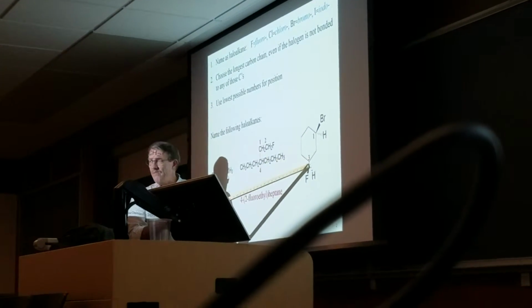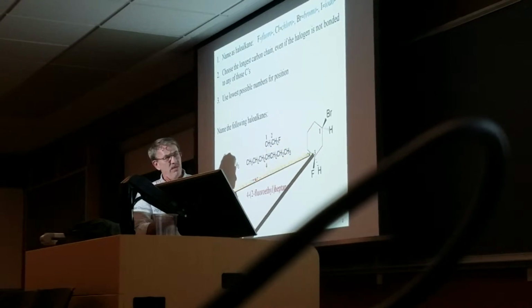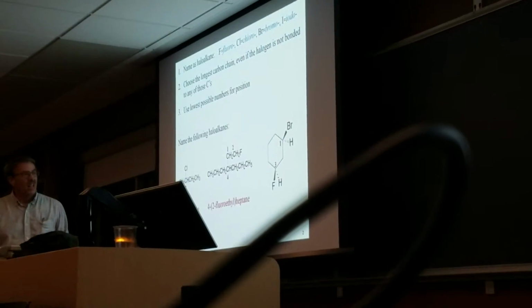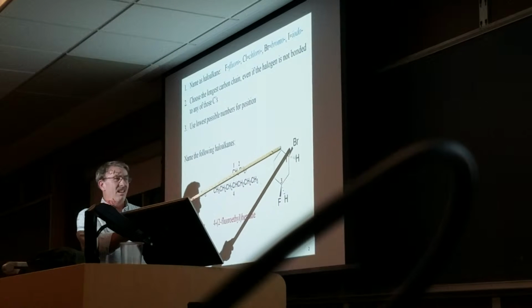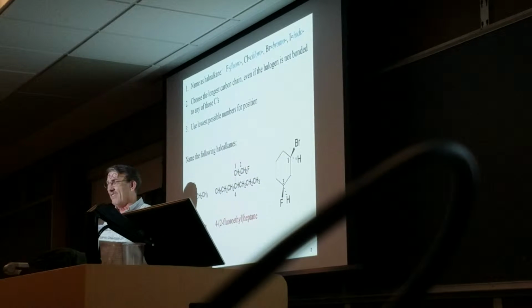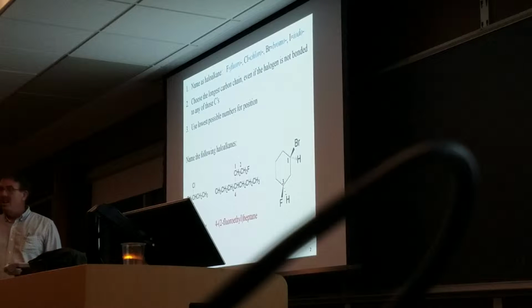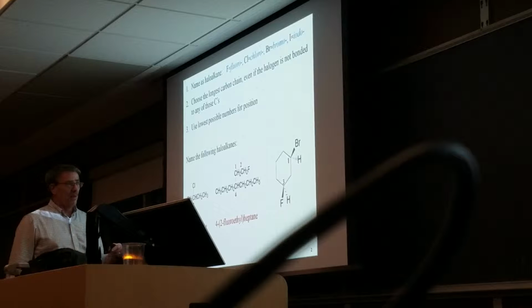1, 2, 3. I could have gone 1, 2, 3, 4, 5. But going around the one way gives me the lowest possible numbers. That's what you're shooting for. Lowest possible numbers for the positions. Okay? And then I look at this and I say, uh-oh, I have stereochemistry that's implied from these different wedges and dashes. So I'm also going to have to include stereochemistry in my answer.